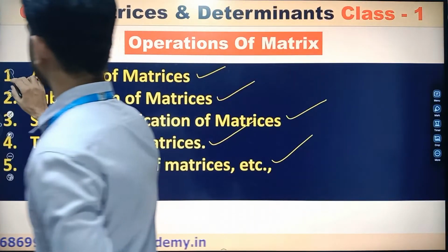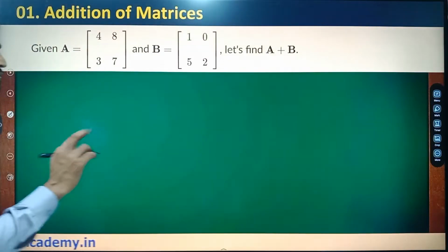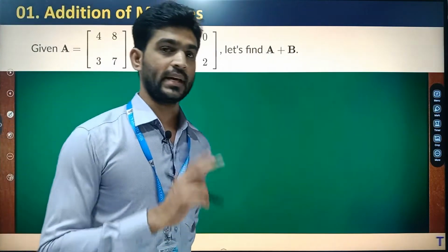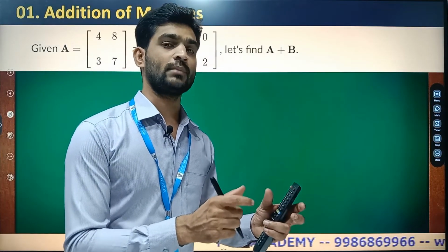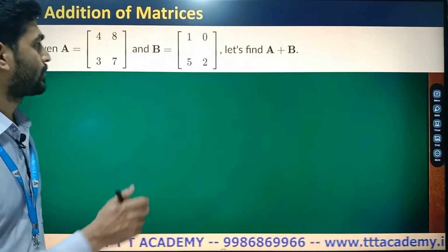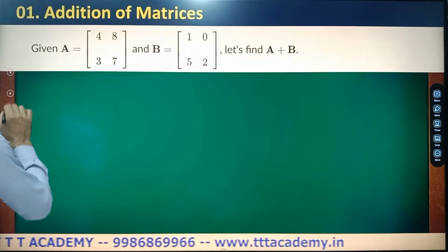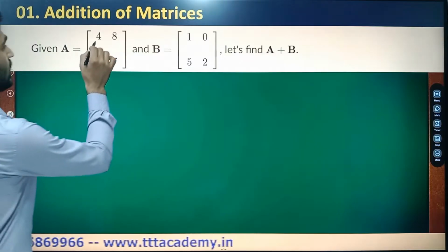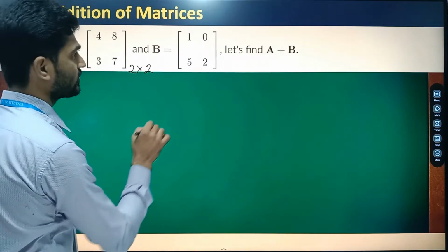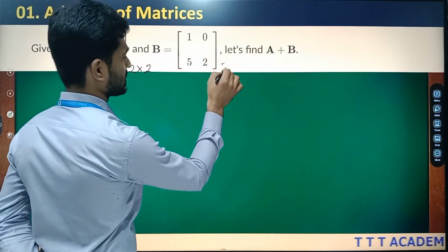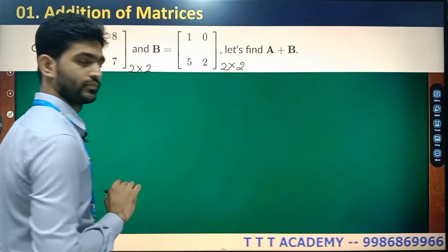First one, that is addition of matrix. Dear students, if you consider two matrices, you can add both of them. To do addition there are some standard rules and procedure. Suppose A is a matrix, you can observe here: A matrix is 4 8 3 7. This is a 2 cross 2. Coming to the B matrix, here also the size is 2 cross 2.